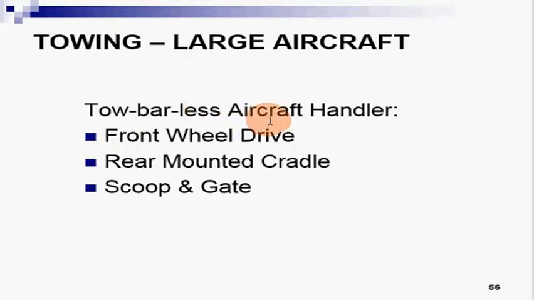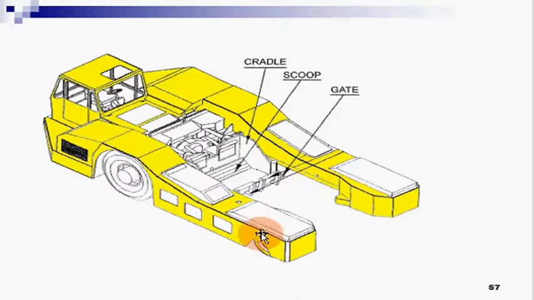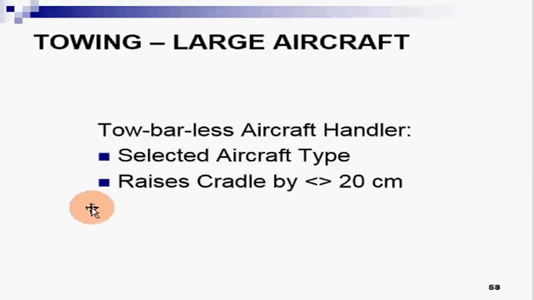A tow bar less aircraft handler should have a front wheel drive, a rear mounted cradle, a scoop and a gate. This is a cradle, this is a scoop, and this is a gate. This is the gate where you can attach the aircraft. Now, the tow bar less aircraft handler selects the aircraft type and raises the cradle by 20 centimeters or more.